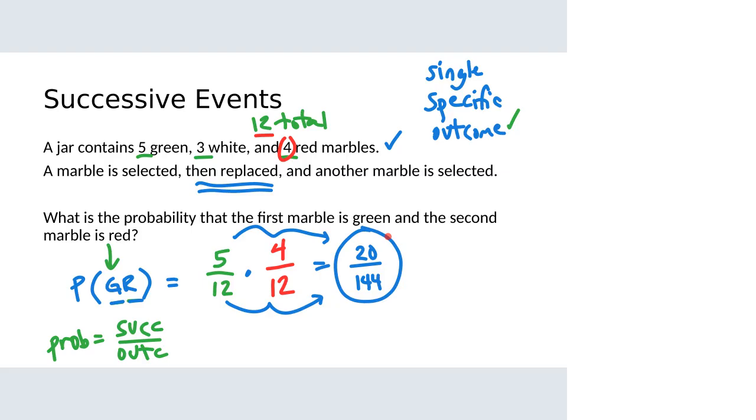Remember, all probabilities are between 0 and 1. That one certainly is. You could reduce it to, I guess, what would it be? 10 out of 72. Those are both even numbers, so 5 out of 36 if you wanted to. But you don't have to. You could just leave it as 20 out of 144. Are there any questions on that before I have you try one?